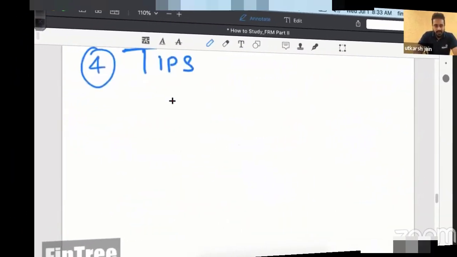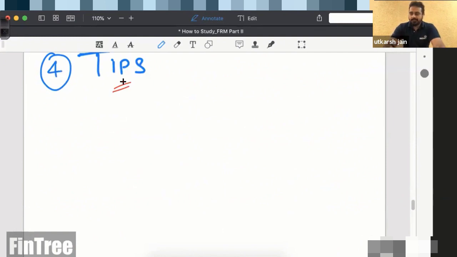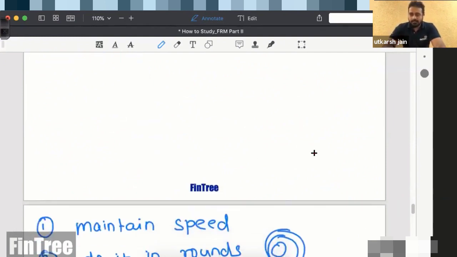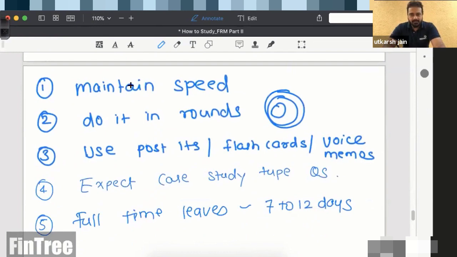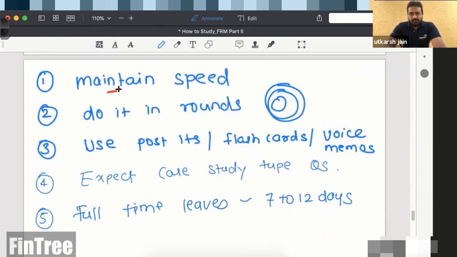And then finally, I'm going to talk about some tips, right? Some high value tips that will help us prepare better. So number one is maintain speed right from the beginning. This is very important because we don't want to end up in a situation where we try to be perfectionist and we spend too much time on the first few topics that we pick up, and then we are forced to finish 70% of the syllabus in 2 months. If we do that, I think that would be a blunder.